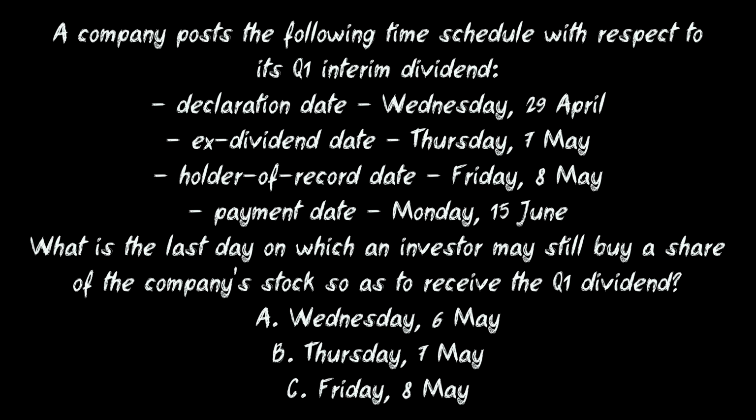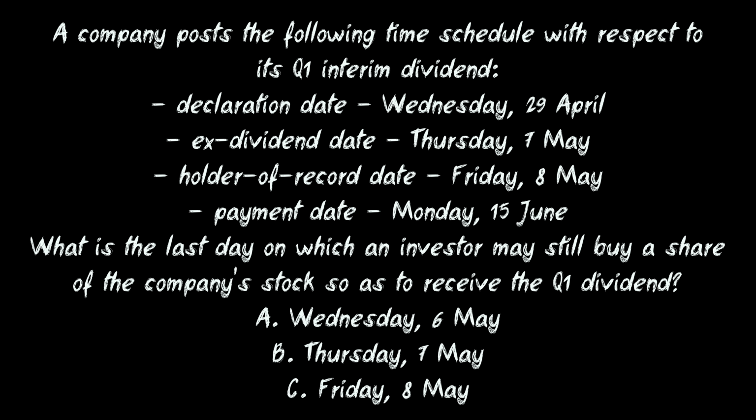So this is the question that I want you to have a go at. A company posts the following time schedule with respect to its Q1 interim dividend. Declaration date, Wednesday the 29th of April. Ex-dividend date, Thursday the 7th of May. Holder of record date, Friday the 8th of May, and payment date, Monday the 15th of June.